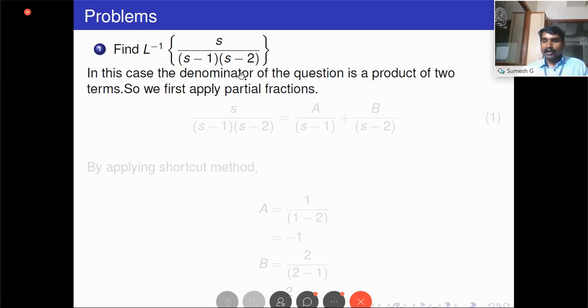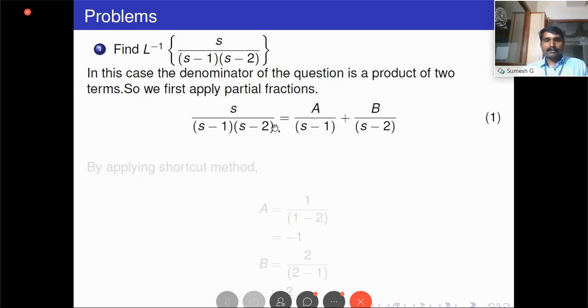So we have to use partial fractions because in the main standard results of inverse Laplace transform, the denominator is a single term only, maybe first degree or second degree. The denominators are s raised to n, s plus a, s minus a, s square plus a square, or s square minus a square. All terms are single terms. Here denominator contains two terms. So first we have to apply partial fraction to make denominator a single term.